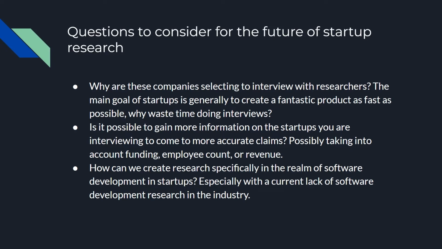The second bullet point discusses how it is possible to gain more information on the startups you're interviewing to come to more accurate claims, possibly taking into account funding, employee count, or revenue. So just having some extra markers on different companies might make it easier to see how a high revenue versus a low revenue company operates, for example. And is the research behind both of those different types of companies the exact same? I personally would doubt it. So I think that would be a really great thing to actually look into: how do high revenue versus low revenue, or high employee count versus low employee count, how do those different factors result in different answers to your research question?